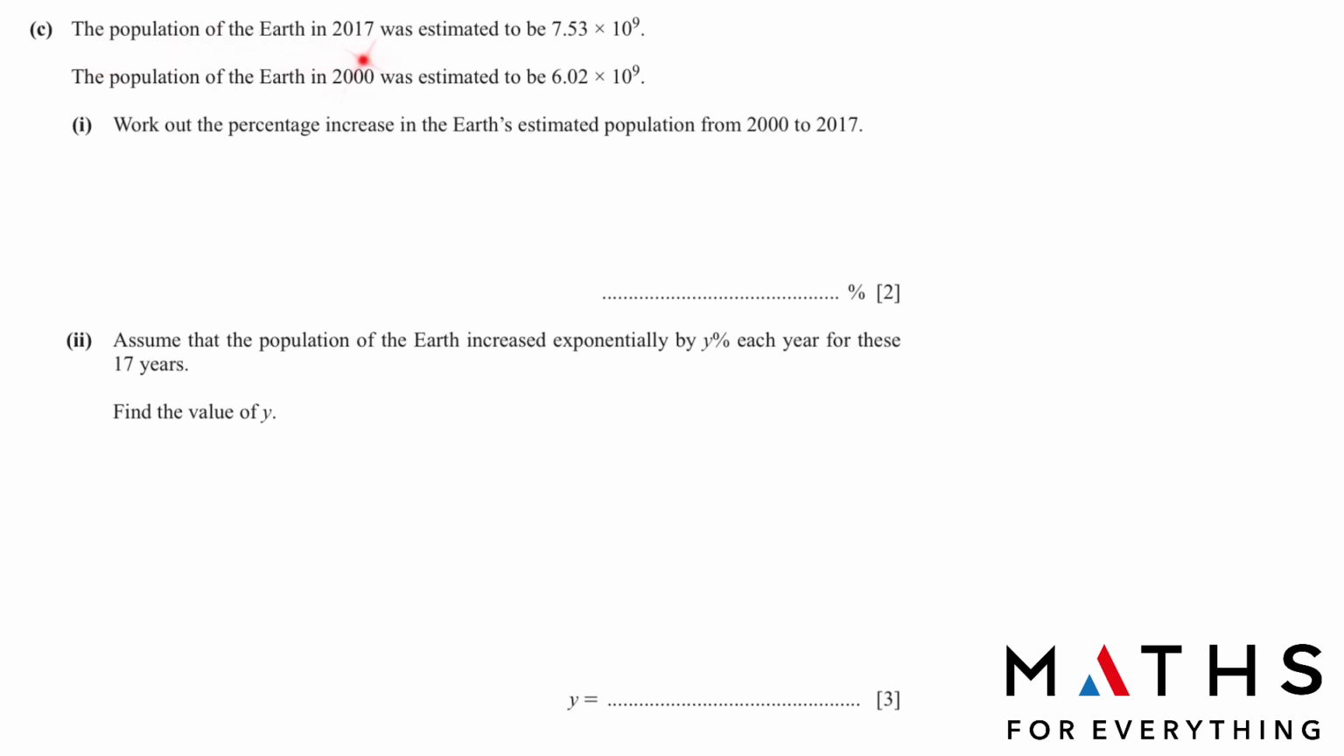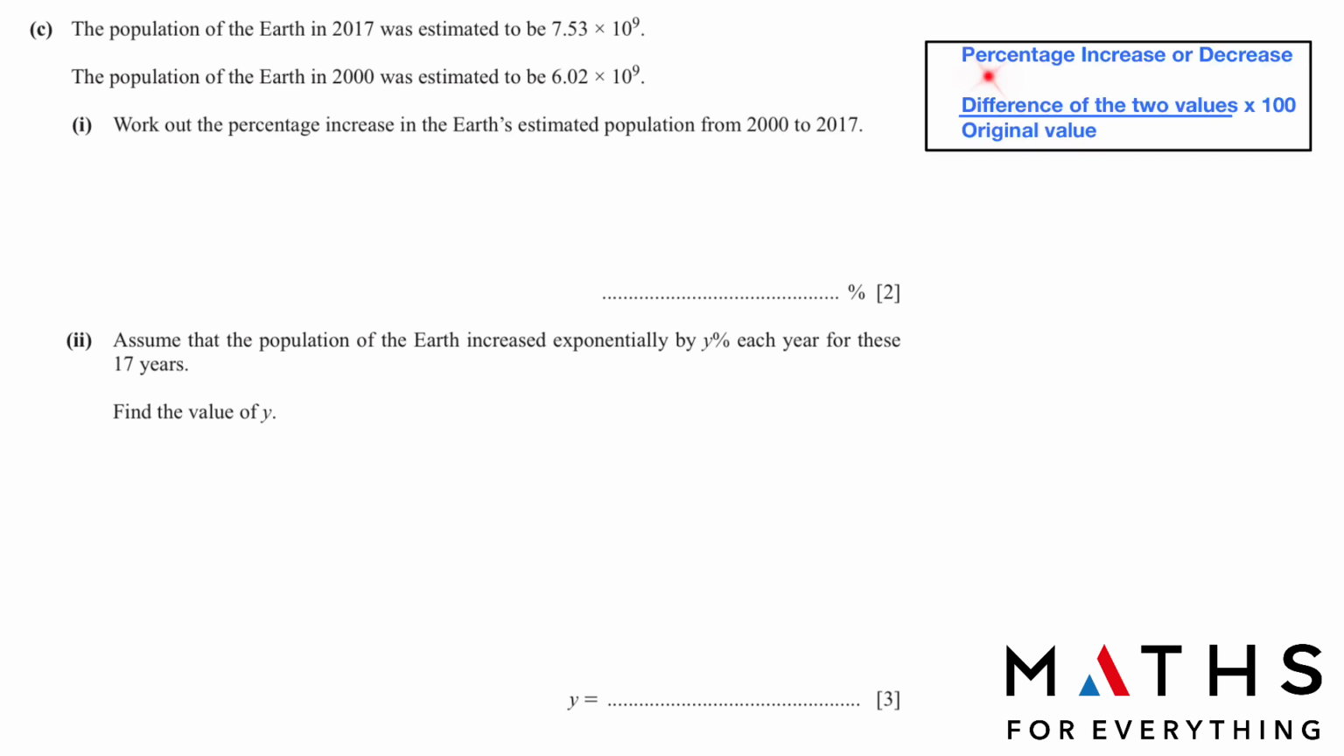The population of the Earth in 2017 was estimated to be 7.53 times 10 to the power of 9, and in 2000 it was estimated to be 6.02 times 10 to the power of 9. Work out the percentage increase in the Earth's estimated population from 2000 to 2017.